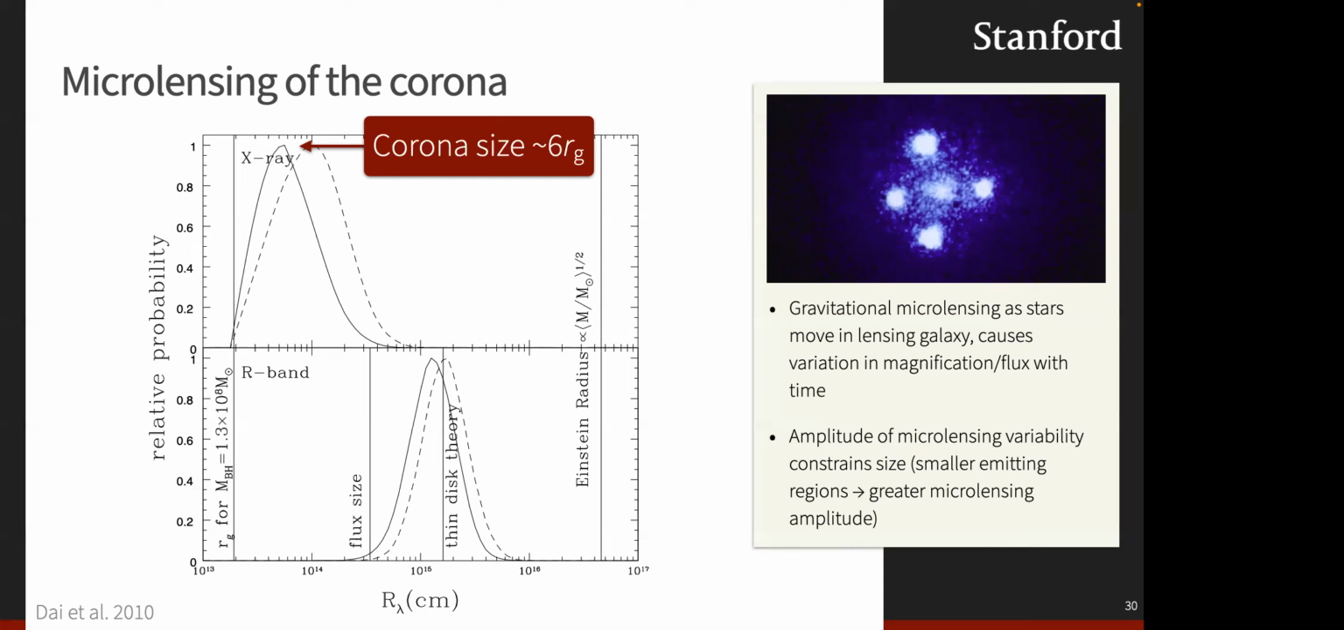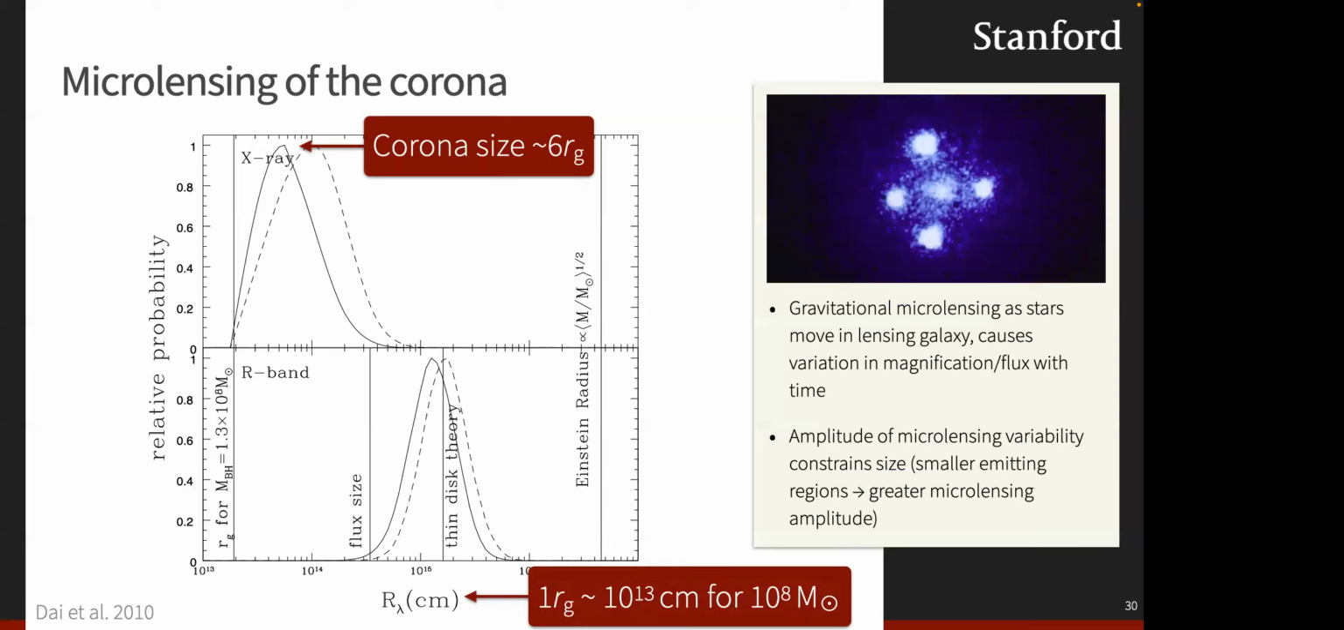And just for conversion here, helpfully they put distances around a supermassive black hole in centimeters, go figure. 10 to the 13 centimeters is about a gravitational radius here in this quasar at 10 to the 8 solar masses.